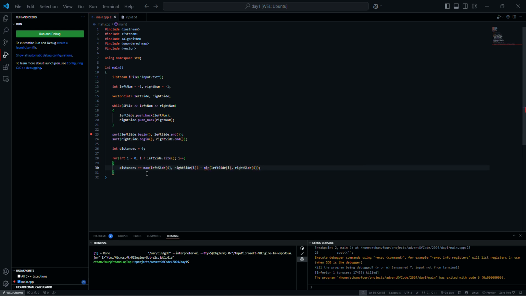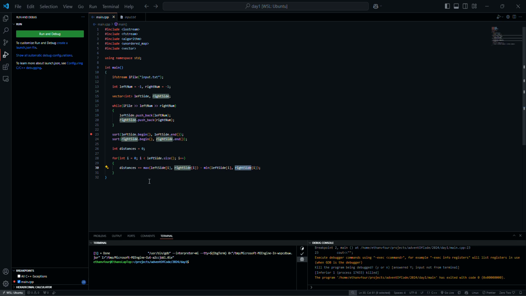So let's think about all the test cases we could have. Let's say the left side's the smaller one, the right side's a bigger one. Then max would get us the right side, and min will get us the left side, because the left side's smaller. Then again, let's say the left side is bigger, the right side's smaller. Then max is going to return the left side, min is going to return the right side. Last test case is what if they're equal? Well, it doesn't matter if it gives us left side or right side, because they're equal. So it's just going to be 0.